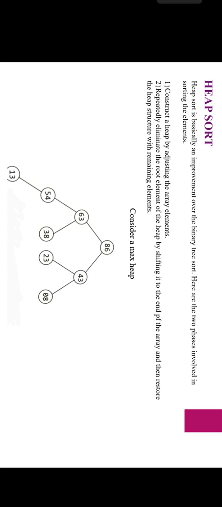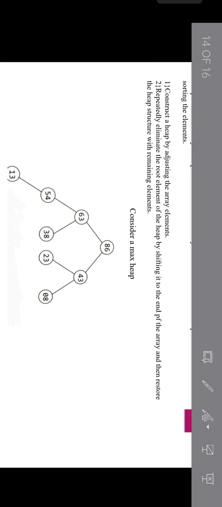And the last one is heap sort. Heap sort is basically an improvement over the binary tree sort. Here are the two phases involved in sorting the elements. First, construct a heap by adjusting the array elements, and second, repeatedly eliminate the root element of the heap by shifting it to the end of the array, and then restore the heap structure with the remaining elements.